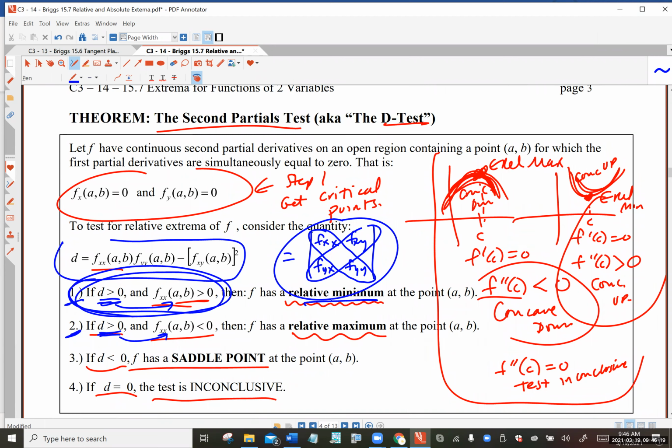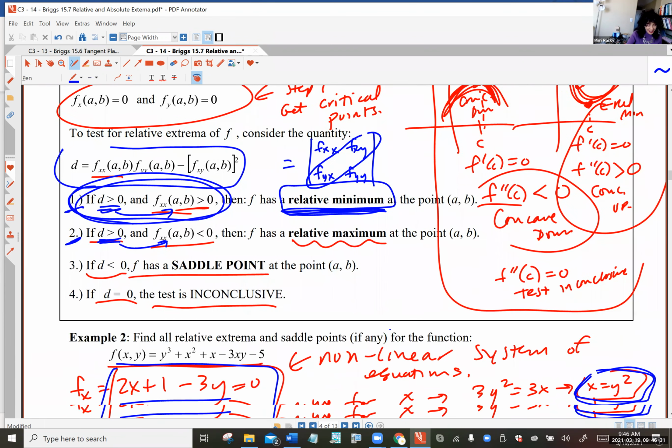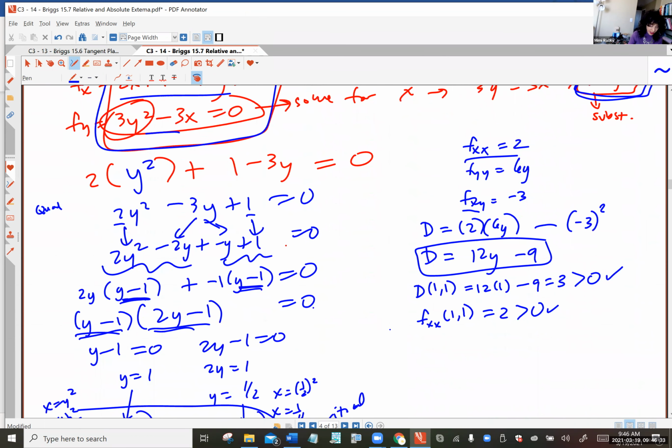Max? You have not a max. Remember, I told you it's backwards. You've got a min. A min. Don't blow this, people, because I'm just going to take away so many points. That's not going to be pretty. So we have a relative min at the point (1, 1).